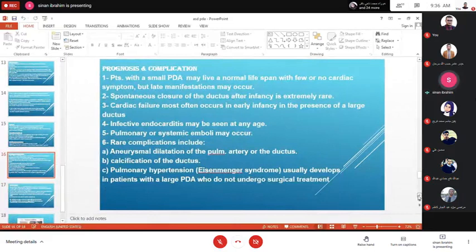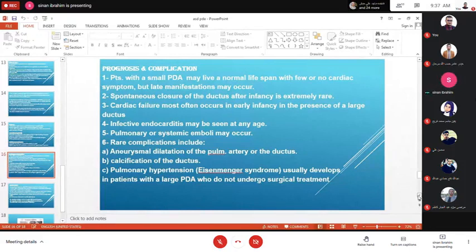What are the complications and prognosis of PDA? A patient with small PDA may live a normal lifespan with few or no cardiac symptoms, but late manifestations may occur. Spontaneous closure of the ductus after infancy is extremely rare. لذلك احنا عادة we close it after 6 months of age to 9 months of age, according to the patient's symptoms. If it is asymptomatic, usually we close it before 1 year of age.